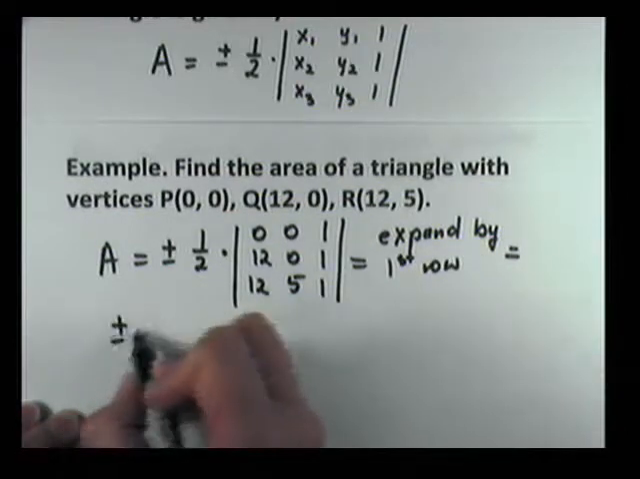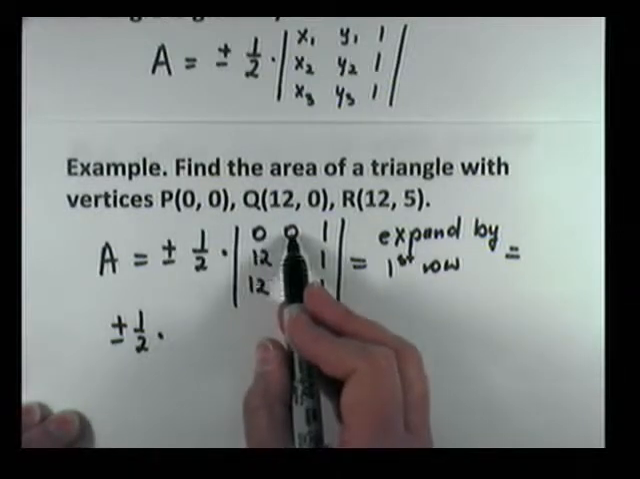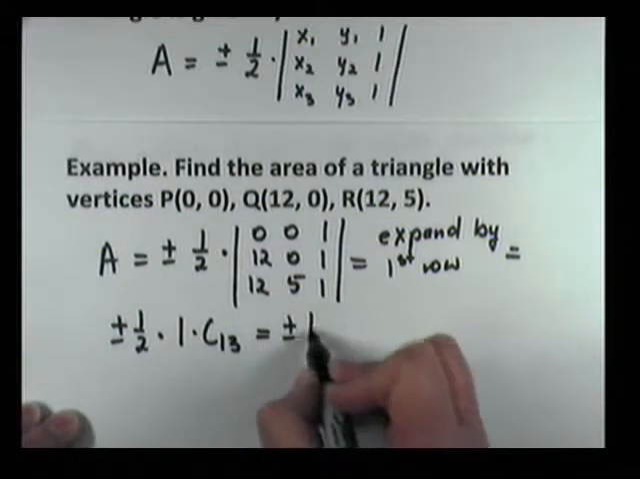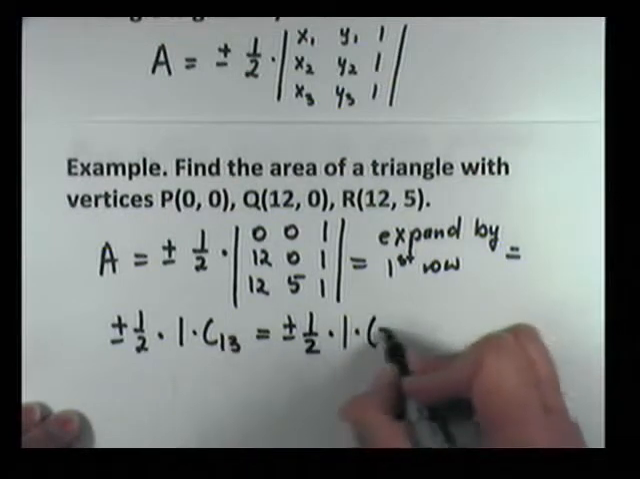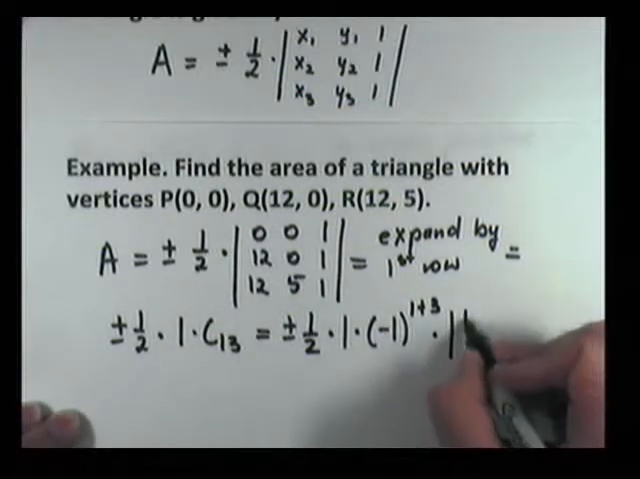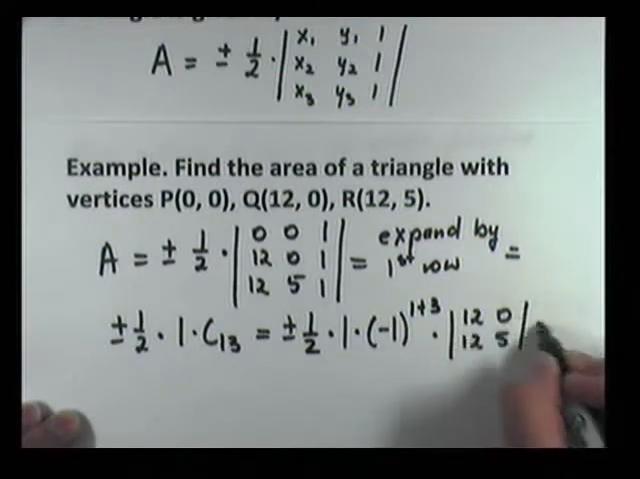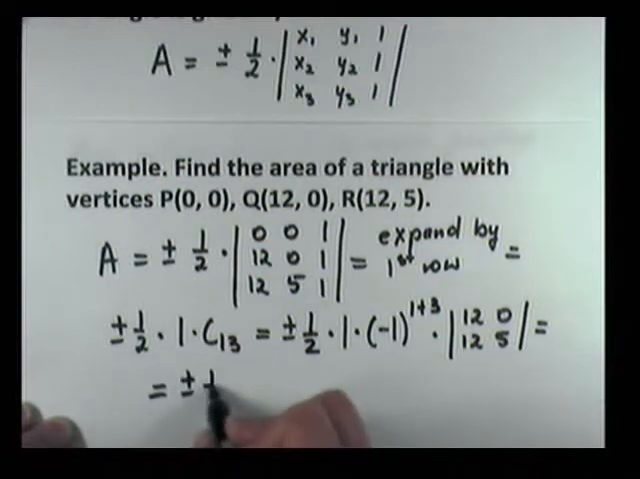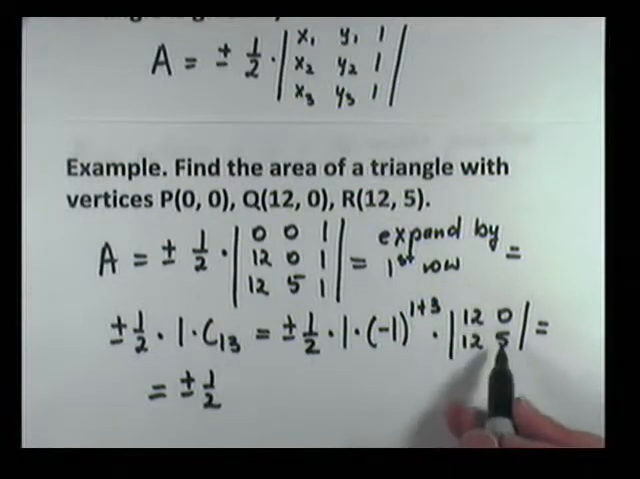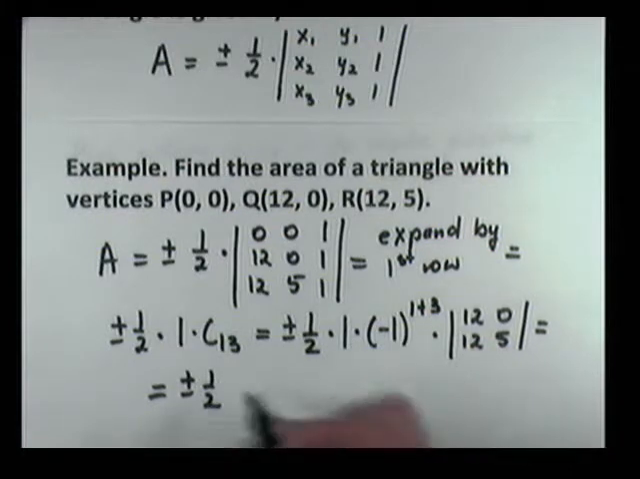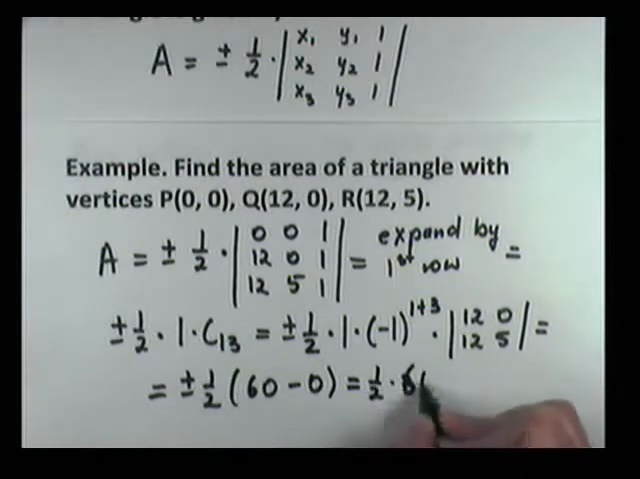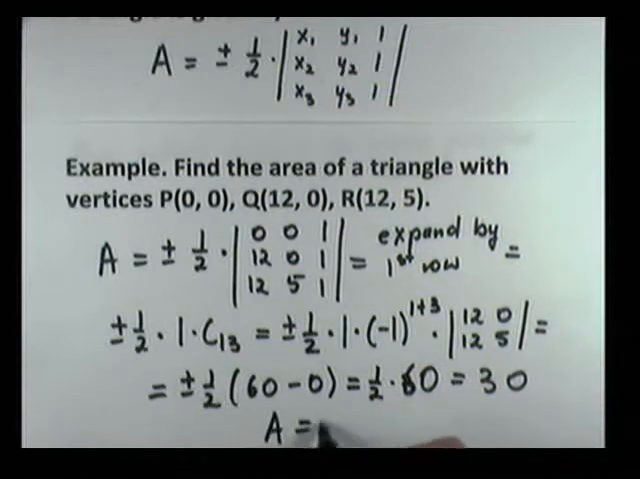So we had plus or minus 1/2 times 0 plus 0 plus 1 times cofactor, position is first row, third column. So we have plus or minus 1/2 times 1 times, from cofactor we have minus 1 to the power 1 plus 3 times, delete the first row, third column. So we have the determinant of 12, 0, 12, 5. So this is plus or minus 1/2. Minus 1 to the power 4 is positive 1. So we just need to cross multiply. 12 times 5 is 60 minus 0. So this would be 1/2 times 60. The area is 30. So the area of the triangle is 30.